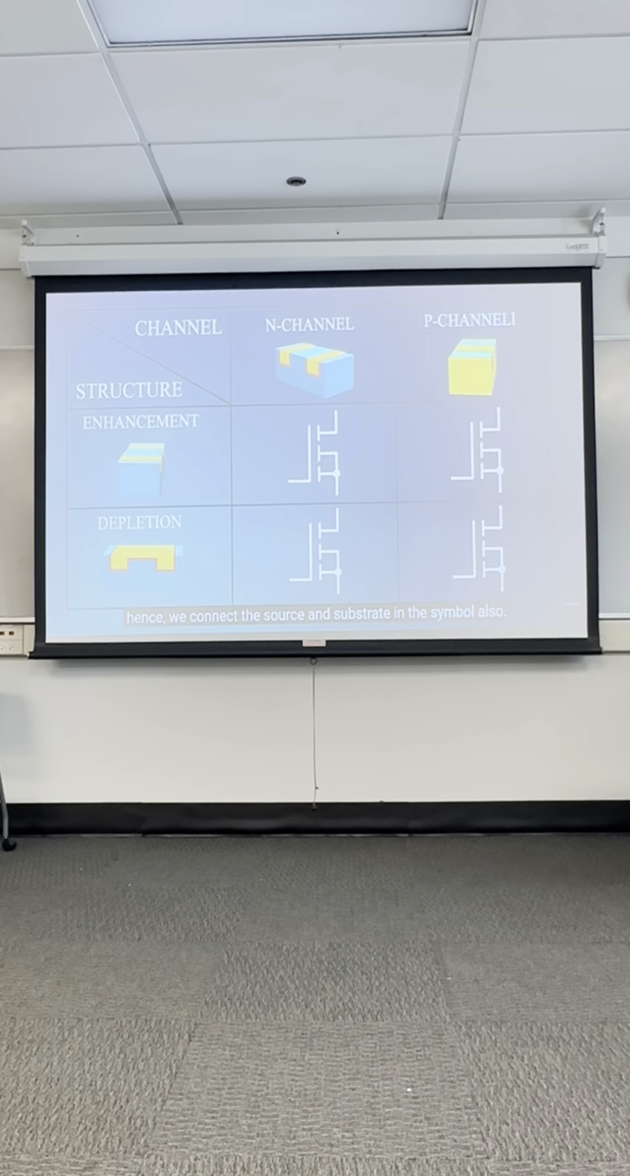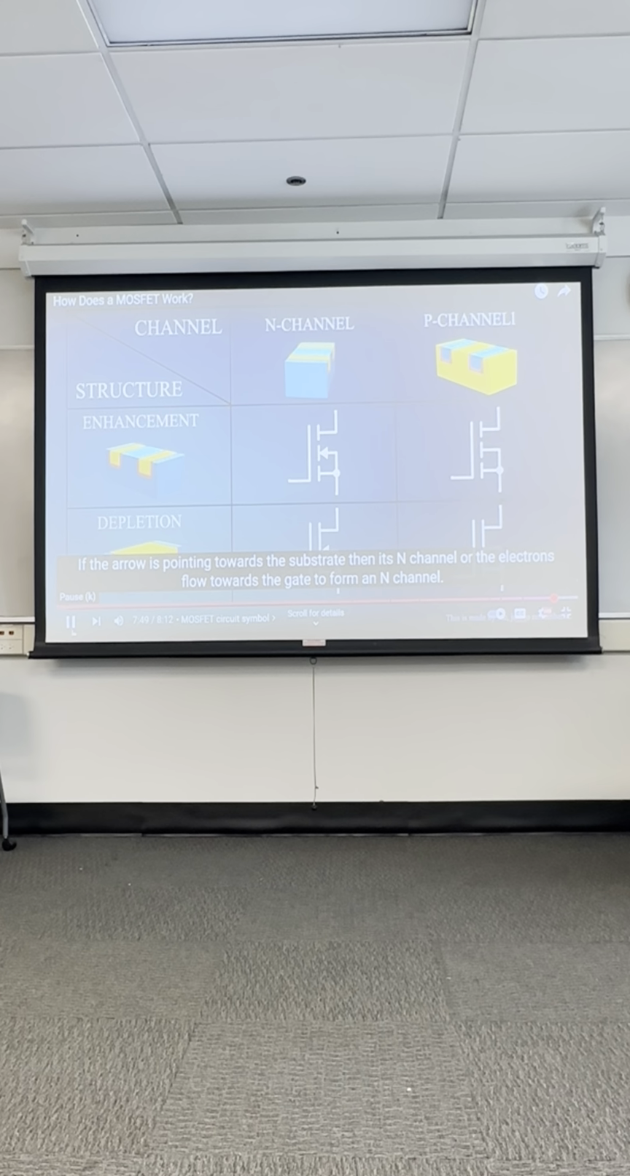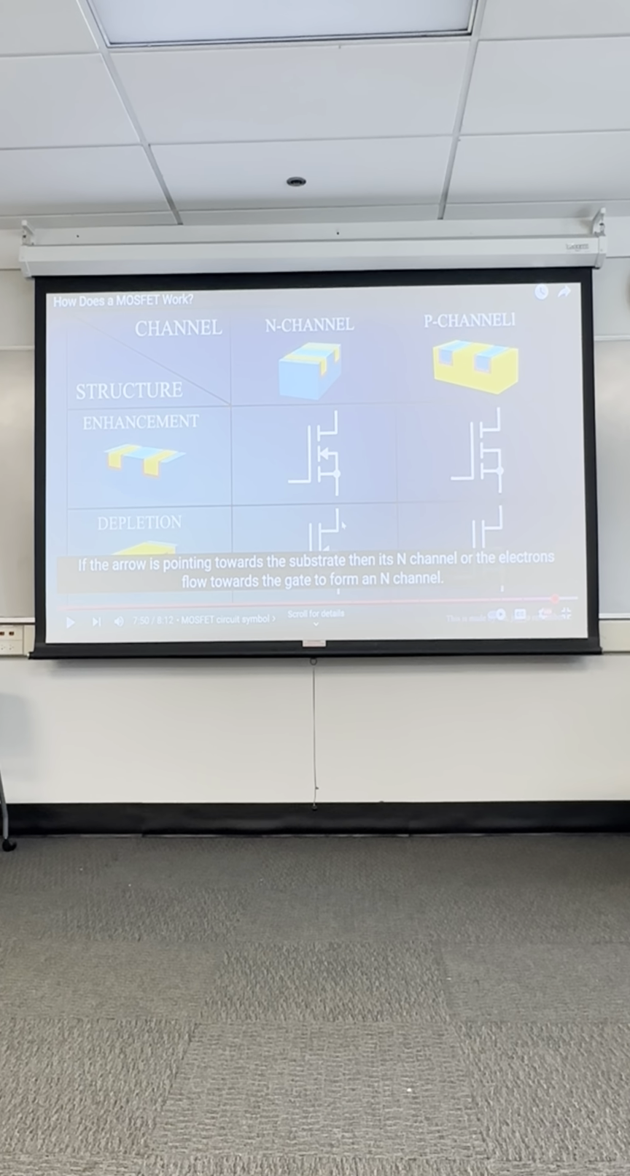If the lines are broken, then it's enhancement type as the channel needs to be formed. Else, if it's one solid line, then the channel is present, it's depletion type. If the arrow is pointing towards the substrate, it's N-channel. So this is showing the difference between enhancement and depletion type MOSFET based on their symbol, their icon. So for N-channel enhancement, now this MOSFET symbol will vary depending upon the source.